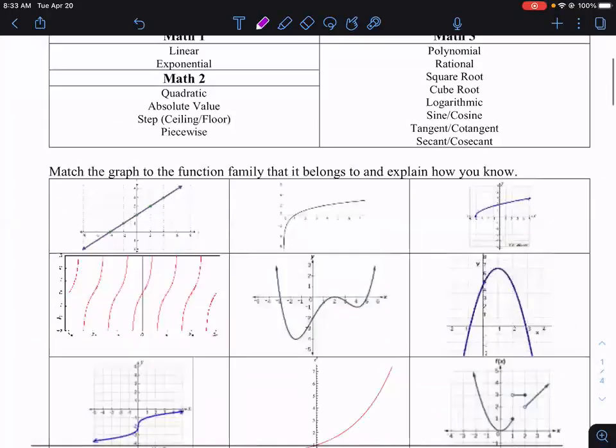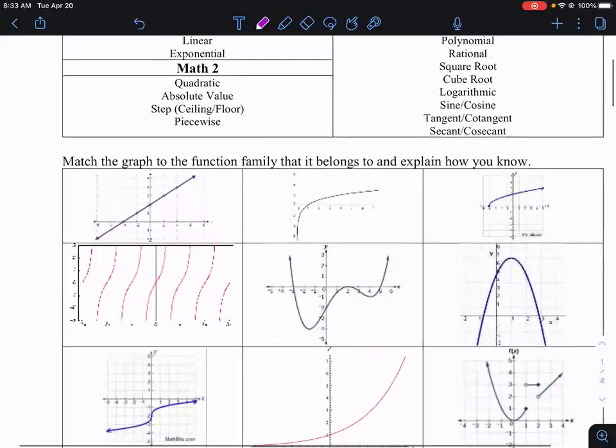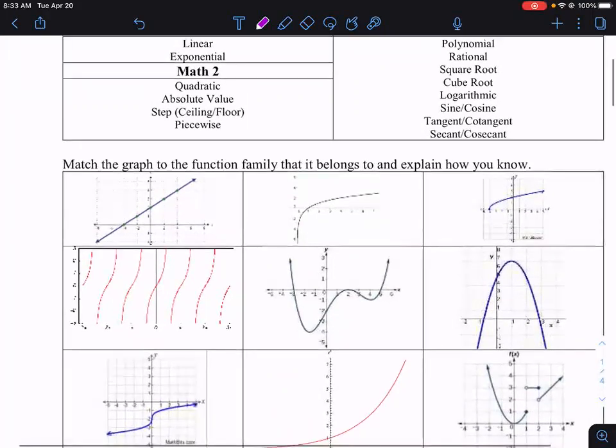Okay, so if we look at the instructions below, match the graph to the function family that it belongs to and explain how you know. Okay, so we're gonna have to be a little bit careful here. Our explanation has to be specific to that type of function only.